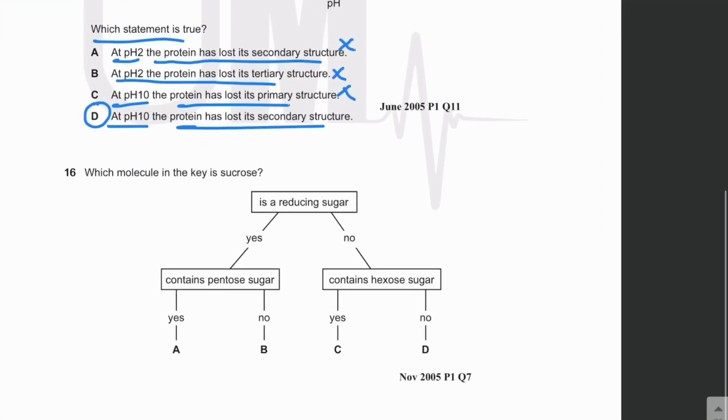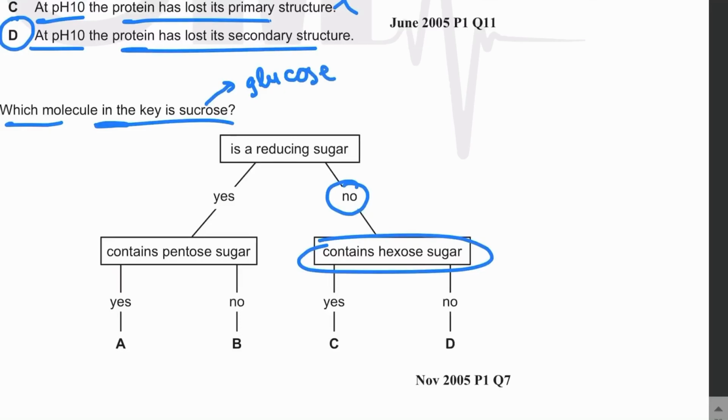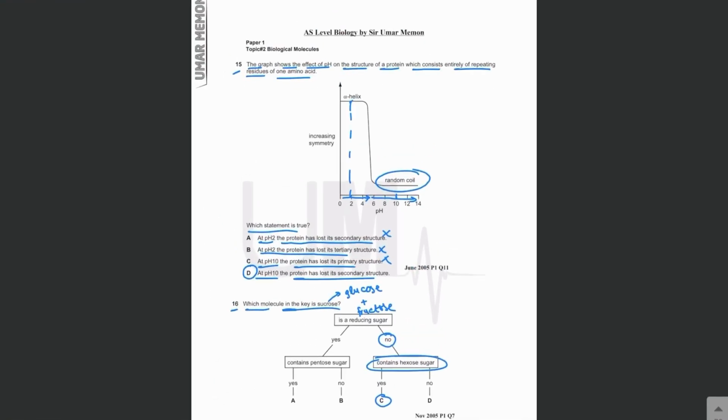Let's move on to MCQ number 16. Which molecule in the key is sucrose? Right. So guys, sucrose, is it a reducing sugar? No, sucrose is a non-reducing sugar. Does sucrose contain hexose sugar? Yes, because sucrose is made up of glucose and fructose, and glucose and fructose are both hexoses, right? So sucrose contains the hexose sugars. So the answer is C.